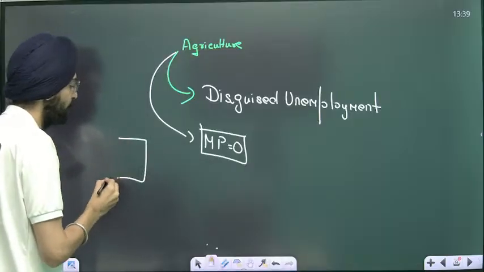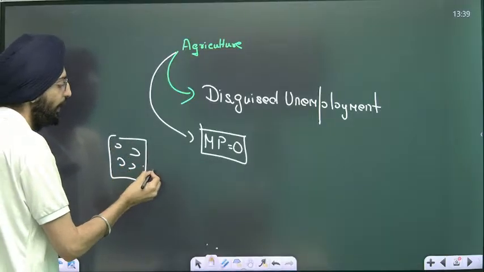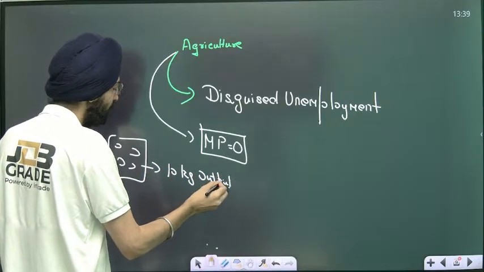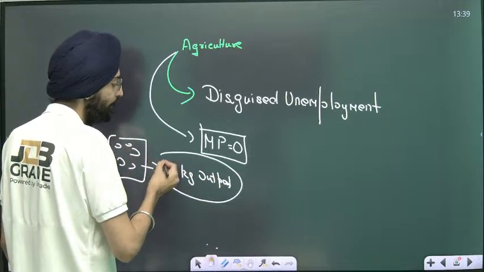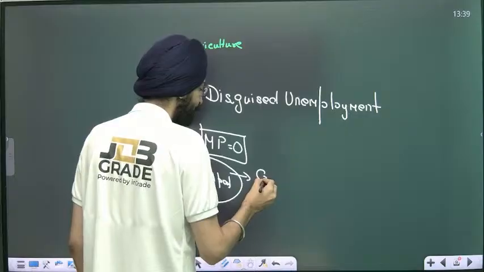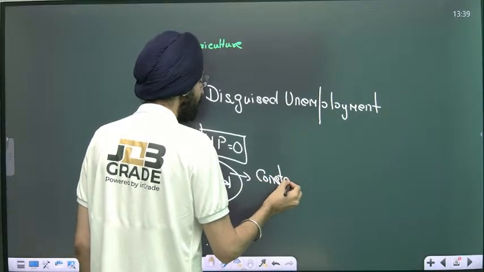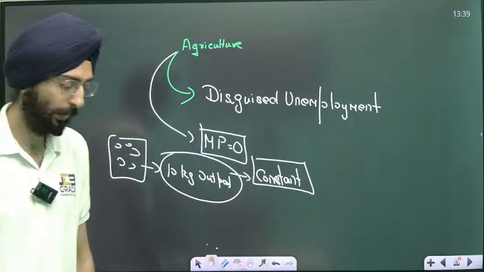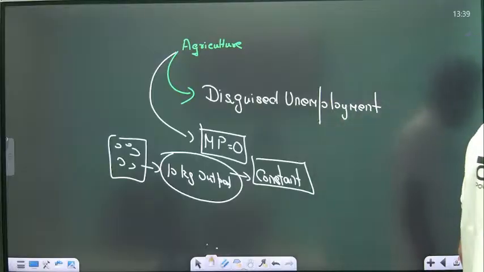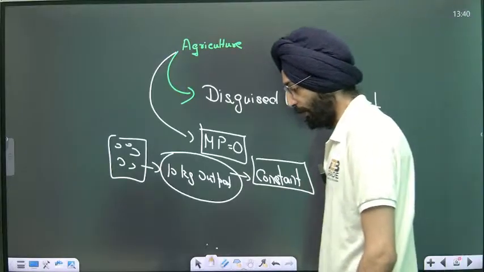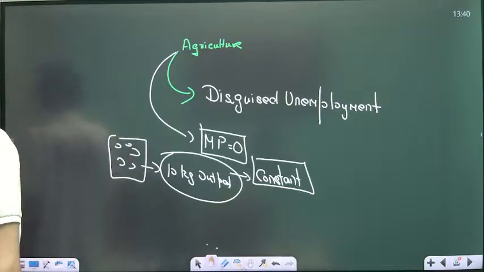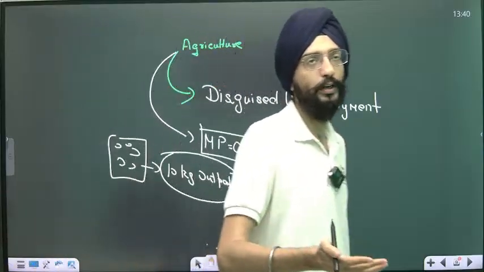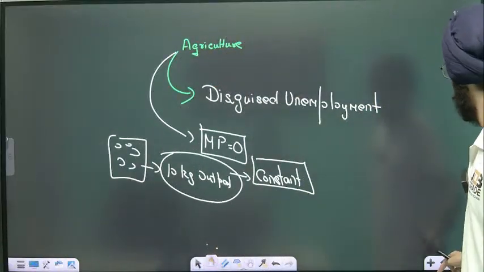So for example, if 4 members are there on a land producing 10 kg output, if you employ even one more member, the output remains constant. I hope that's completely fine with you. So it is marked by agriculture. That's why there has been what we call a rural-urban divide out there.